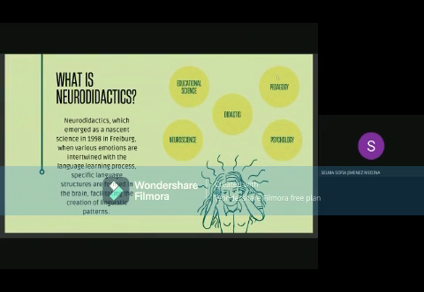First of all, what is neurodidactics? Neurodidactics emerged as a nascent science in 1998 in Freiburg. When various emotions are intertwined with the language learning process, specific language structures are formed in the brain, facilitating the creation of linguistic patterns.